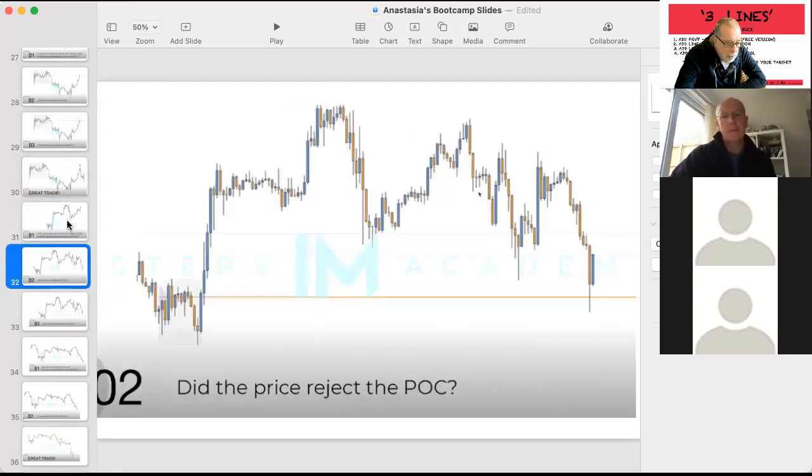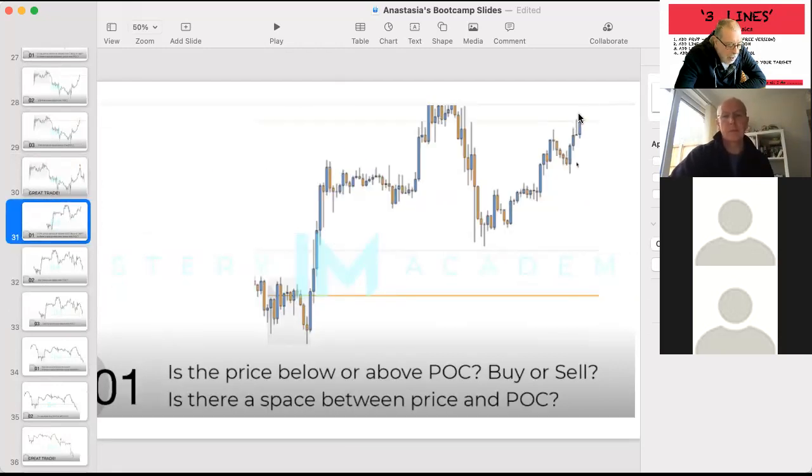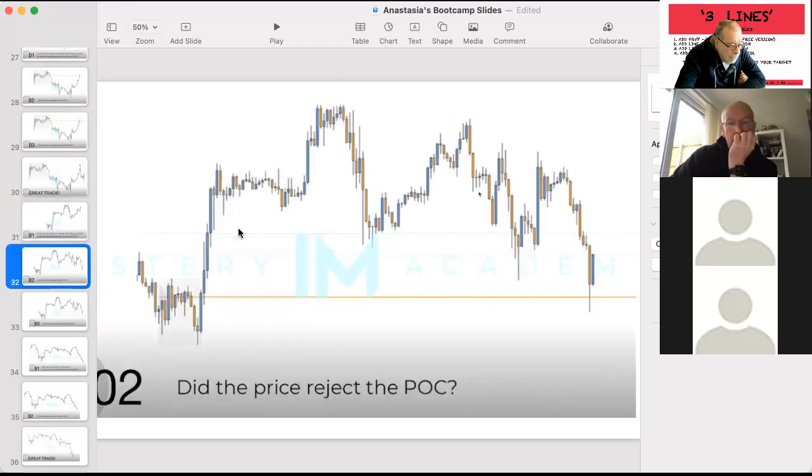Yes, okay. So she's looking at this area. Is price above or below? It's above, so we're looking for a sell. Is there space between? I'm slightly confused now. So I'll move on hastily because I'm not quite sure what that one meant.